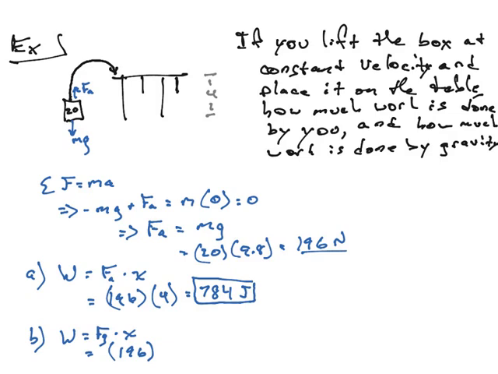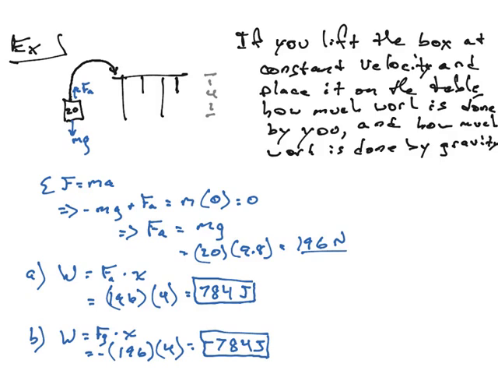How far does the block move? From the floor up to the table is 4 meters. And then is this positive or negative? Well, the box moves up to the top. Gravity, however, pulls down to the bottom. So since they're in opposite directions, this work has to be negative. Thus, the work done by gravity is negative 784 joules. So there we go. Answered the question.